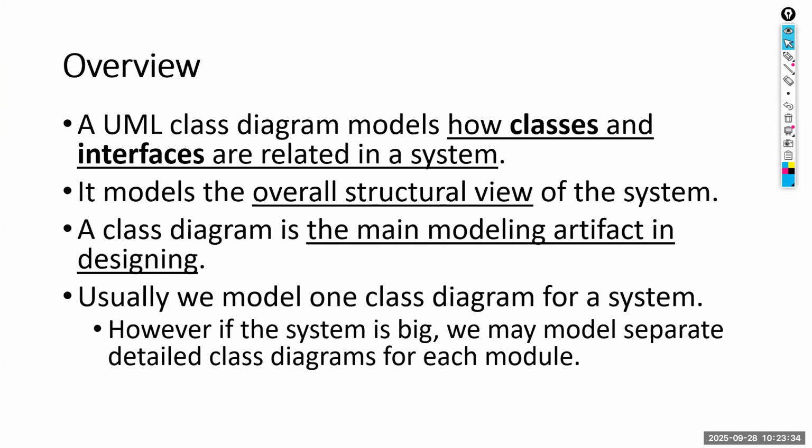Right. So class diagram is a structural diagram. Remember the activity diagram is a dynamic diagram. It's dynamic in nature, but this is more structure. The structure of your software. And it gives you the overall structure, the big picture. Then this is the most important diagram or model in UML or in your design.